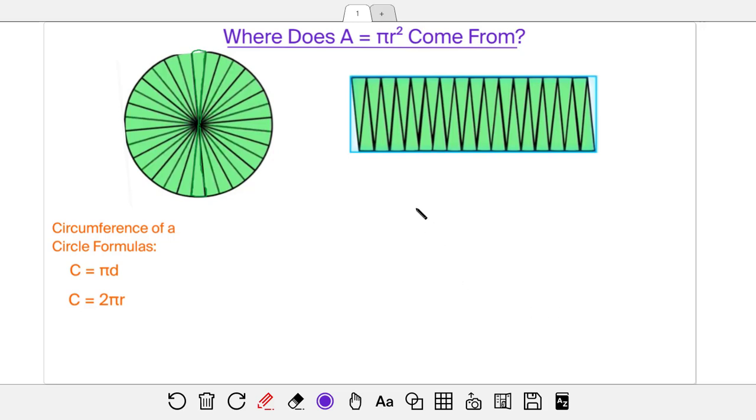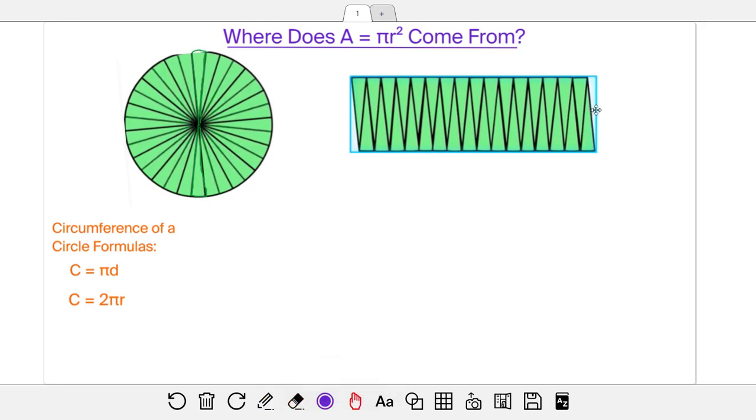In this tutorial, we're going to take a look at where the area of a circle formula comes from and why it's A equals pi r squared. So I have a circle here, and I've drawn 16 diameters across here. That breaks the circle up into 32 different sectors, all these little skinny sectors here.